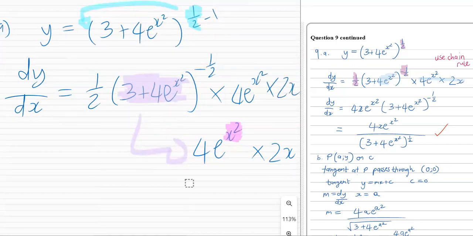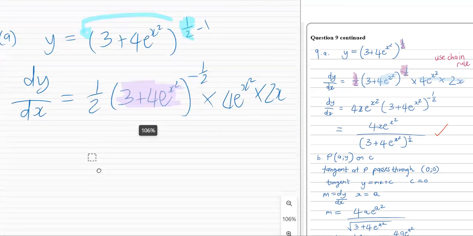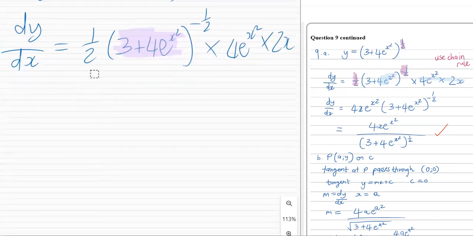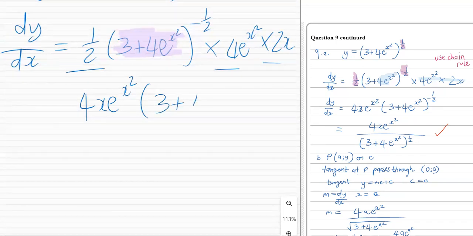I want to clean that up a bit. That's very messy at the moment. So we have a half times 4 times 2. 4 times 2 is 8. 8 divided by 2 is 4. So 4. And then generally you'd put the x first and then e^(x squared), and then the whole bracket can go in.